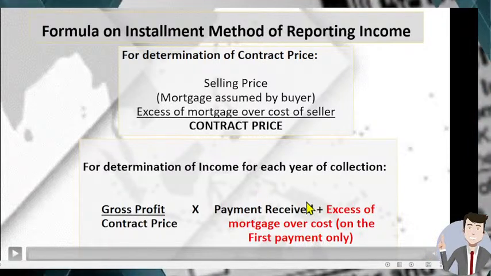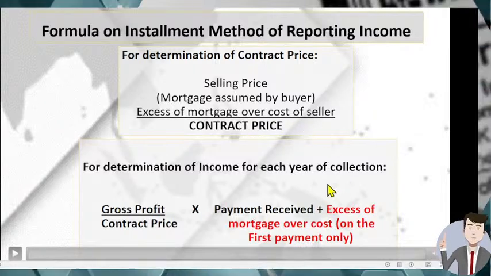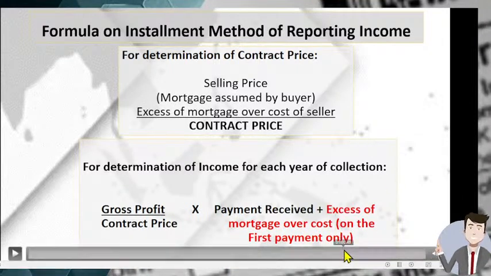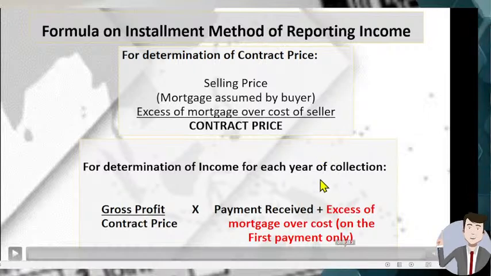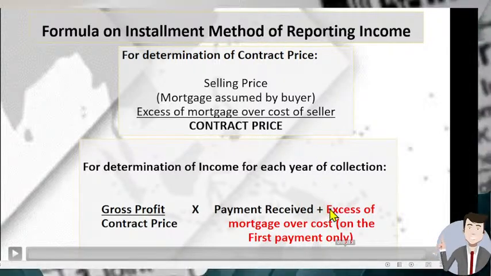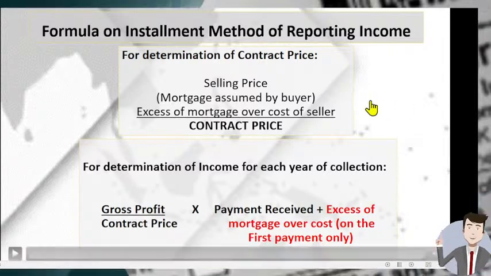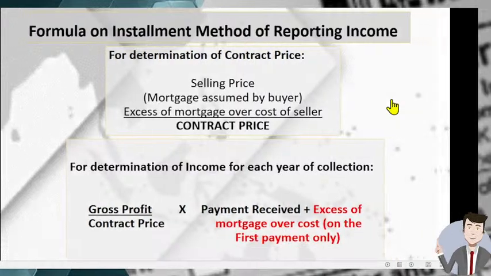And take note, the excess of mortgage over cost should be included and should be considered as a form of payment on the first year, the year on which the transaction happens. So that would be the formula for the installment method of reporting an income.